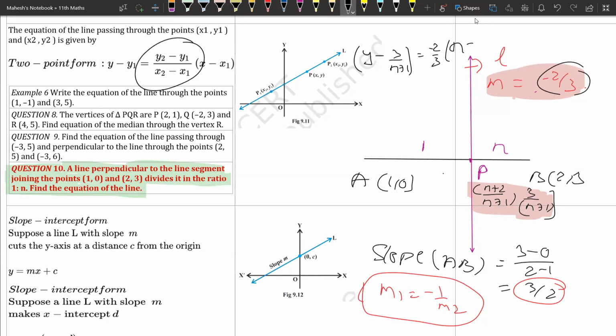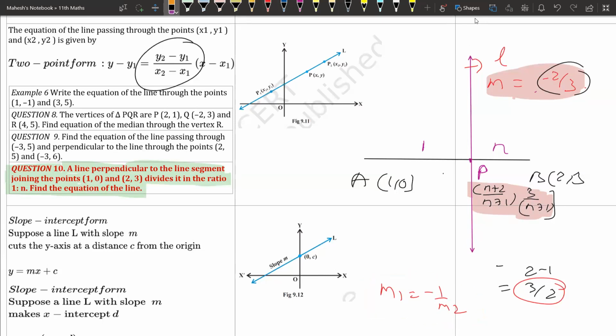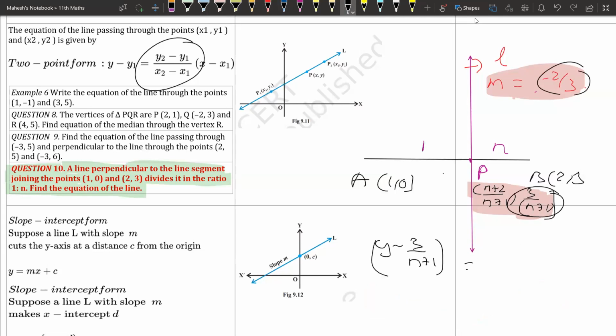And x naught is, I need more space, so I can do it somewhere else. Let's say I'm doing it here. This is y minus y naught. This is y naught, that is 3 over (n plus 1), equal to m, that is minus 2 over 3, times x minus x naught. That is x minus (n plus 2) over (n plus 1).